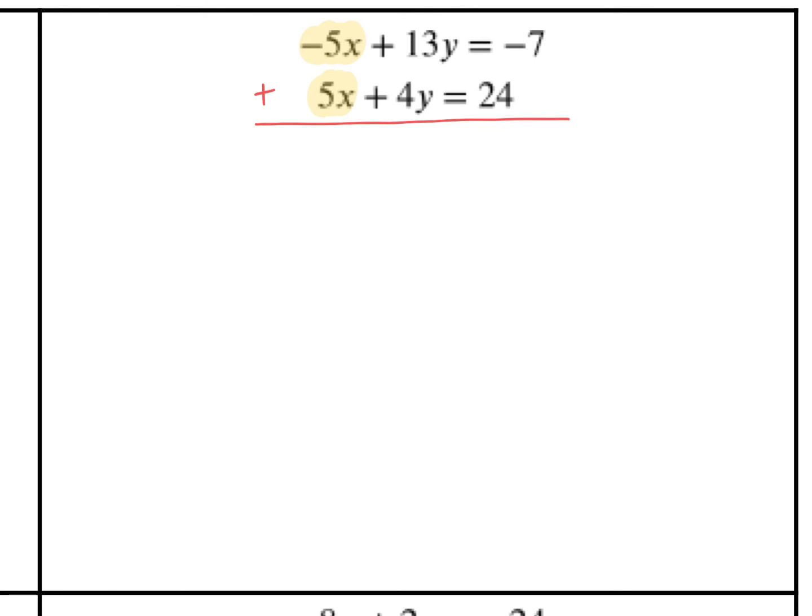Okay, so let's add these together. Negative 5x plus 5x is 0, so these cancel out. Then we'll add the y's together. 13y plus 4y is 17y. And I'll bring down the equal sign. And now we'll add together the constants. So negative 7 plus 24, that's going to give us 17.